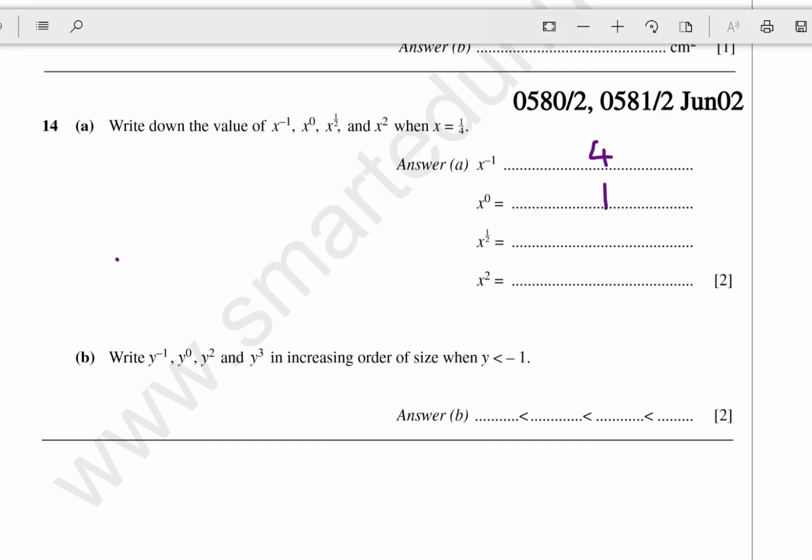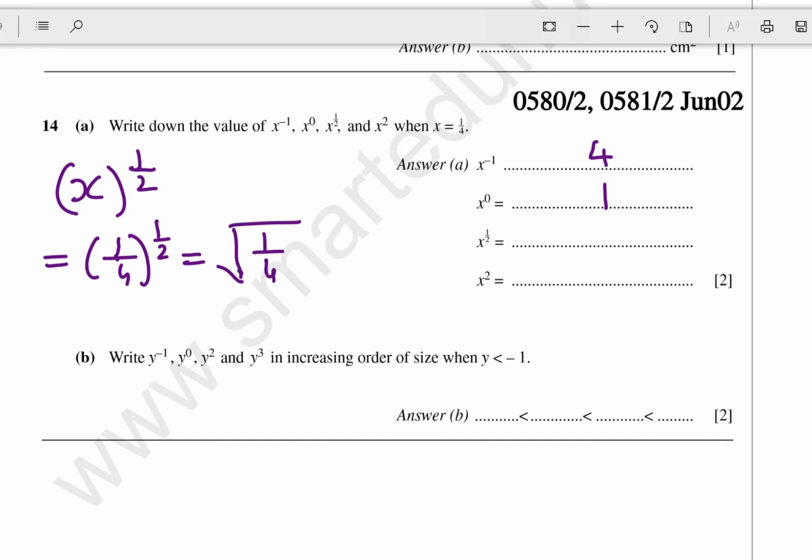Now going to the next question, and that is x raised to half. Now our x is 1 upon 4. So x raised to half, meaning 1 upon 4 raised to half, and anything raised to half means the square root of that number. So I have square root of 1 upon 4, and I know square root of 1 upon 4 is half.